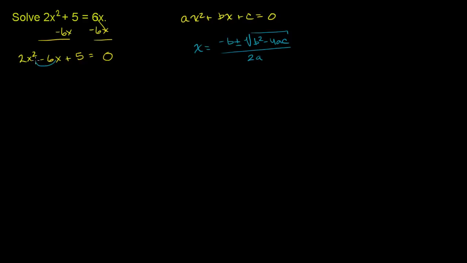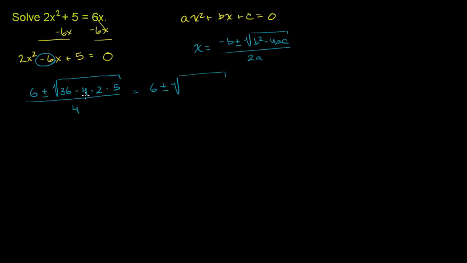Negative b, this right here is b. So negative b is negative 6. So that's going to be positive 6 plus or minus the square root of b squared. Negative 6 squared is 36 minus 4 times a, which is 2, times c, which is 5. All of that over 2 times a. A is 2, so 2 times 2 is 4.